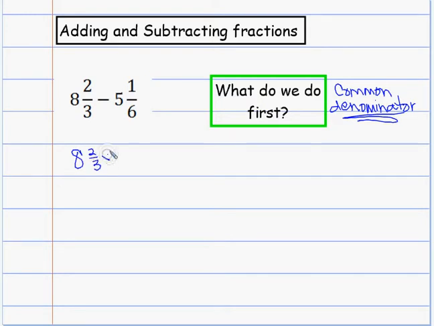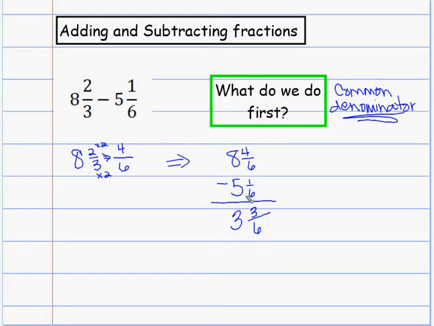Let's see what the fraction part of 2/3 would have to be with a 6. So this would be times 2, this would be times 2. So I really have, I'm going to write over here, 8 and 4/6 minus 5 and 1/6 equals 4 minus 1. I can do that so I don't have to borrow or anything. So 4 minus 1 is 3. Keep the denominator. 8 minus 5, 3.